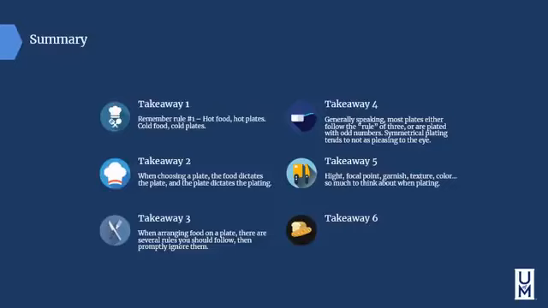Height, focal point, garnish, texture, color. So many things to think about when plating. And finally, sauces can add more than just flavor and moisture. It can add dimension on a plate using dots, brush strokes, splatters, etc.